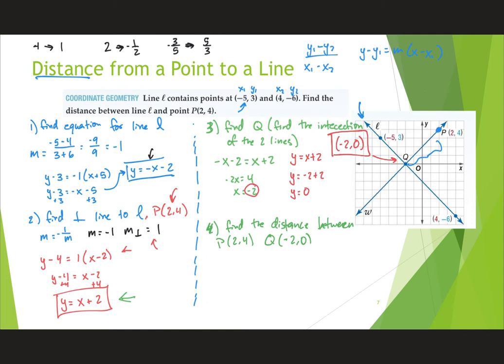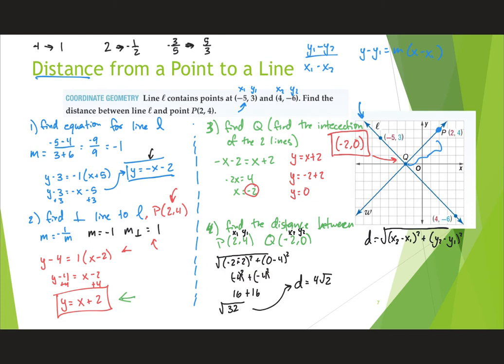Now, as a reminder, the distance formula is over here. The square root of x2 minus x1 squared plus y2 minus y1 squared. Okay? So now you have both of your points. This is x1, y1. This is x2, y2. I'm going to plug everything into my distance formula and then solve. And there's our answer. The distance between point P and line L is 4 root 2.